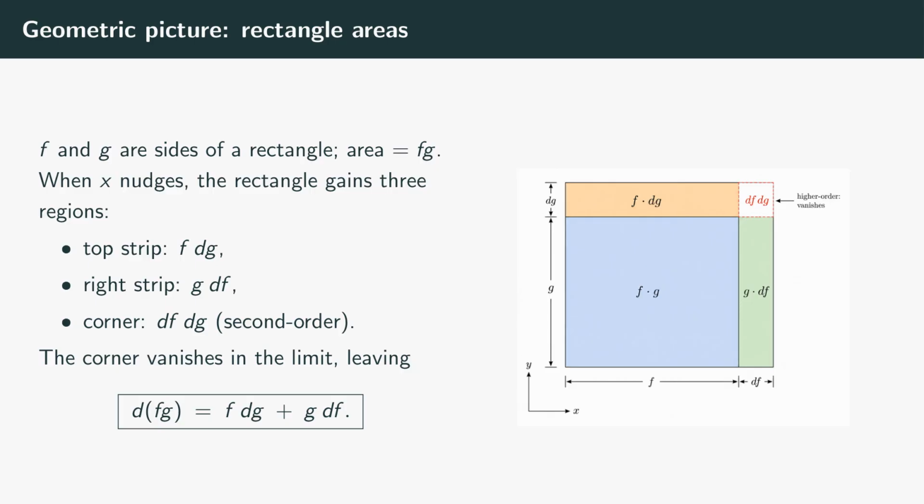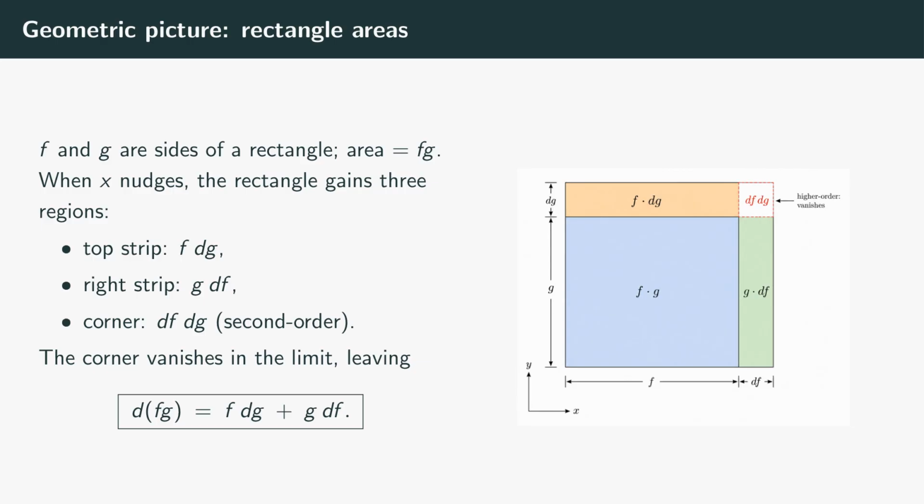The algebraic proof was airtight. Now the picture that explains why the formula has the shape it does. Imagine f and g as the two sides of a rectangle. The area is f times g. When x moves by a tiny amount, f grows by df equals f prime times dx, and g grows by dg equals g prime times dx. Look at the picture.